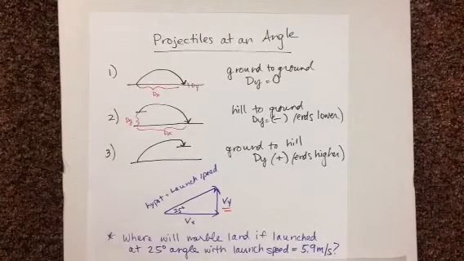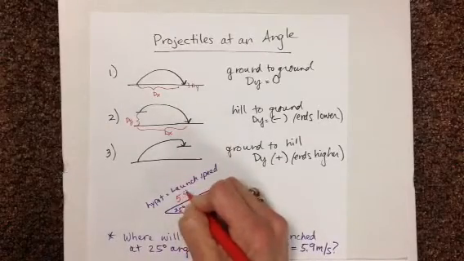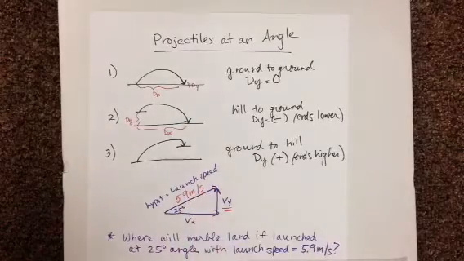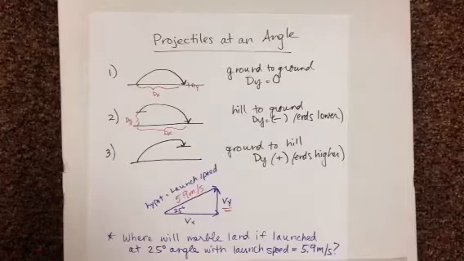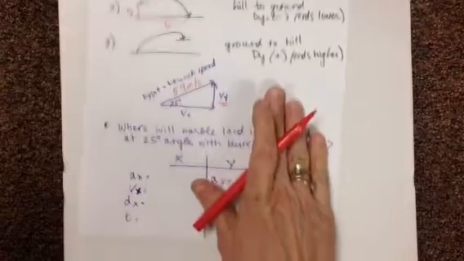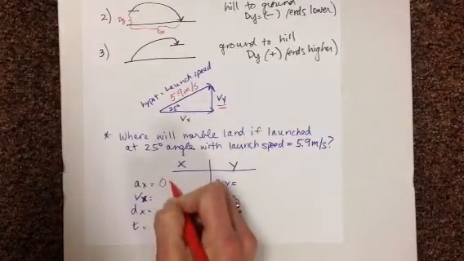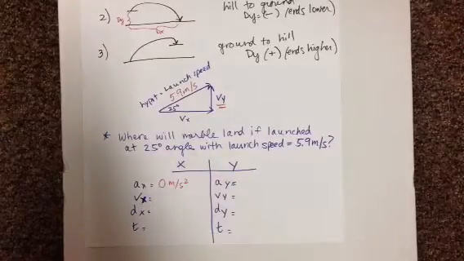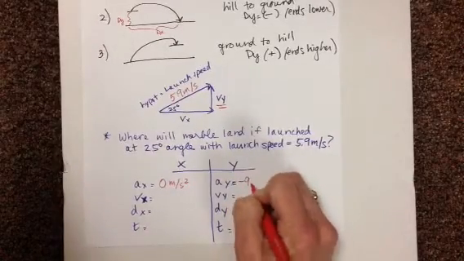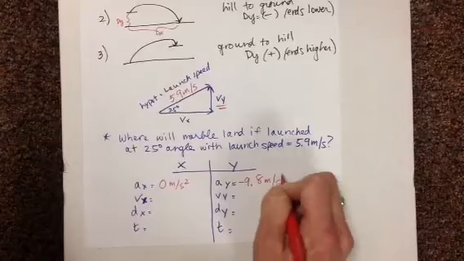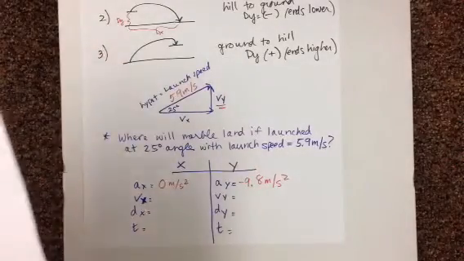So a question could be, where will the marble land if launched at a 25-degree angle with a launch speed of 5.9 meters per second? So what we'll do is take the launch speed, and that's what we have just determined using our launcher, and put that as our hypotenuse. So if we take a look at our XY chart, what we'll still see is that this is 0 meters per second squared horizontally. Our vertical acceleration is due to gravity, negative 9.8 meters per second squared.